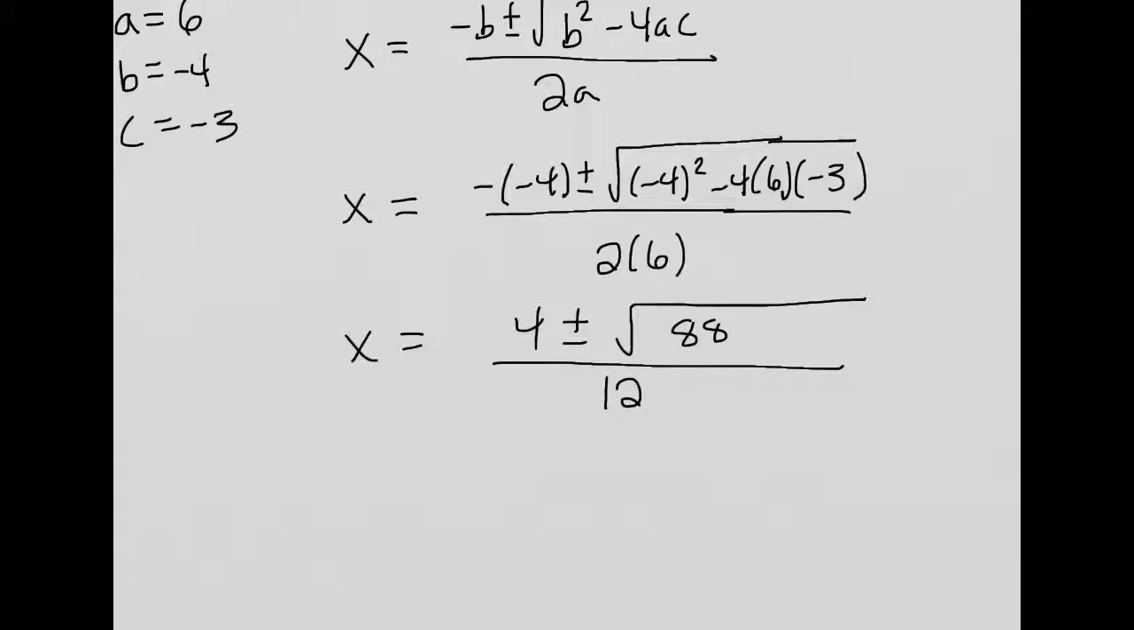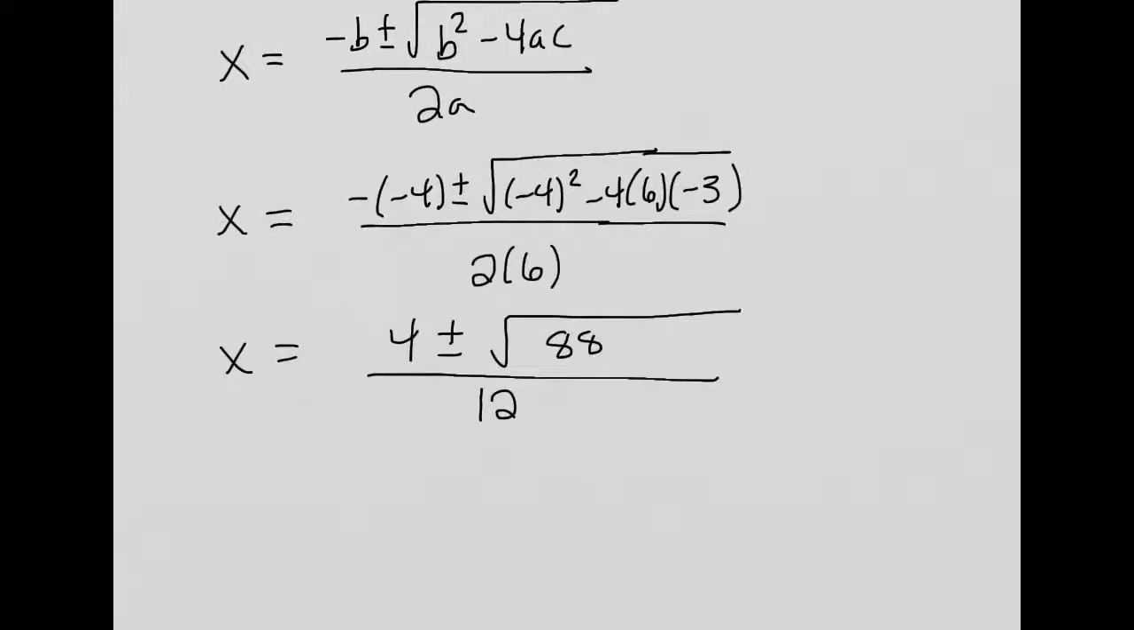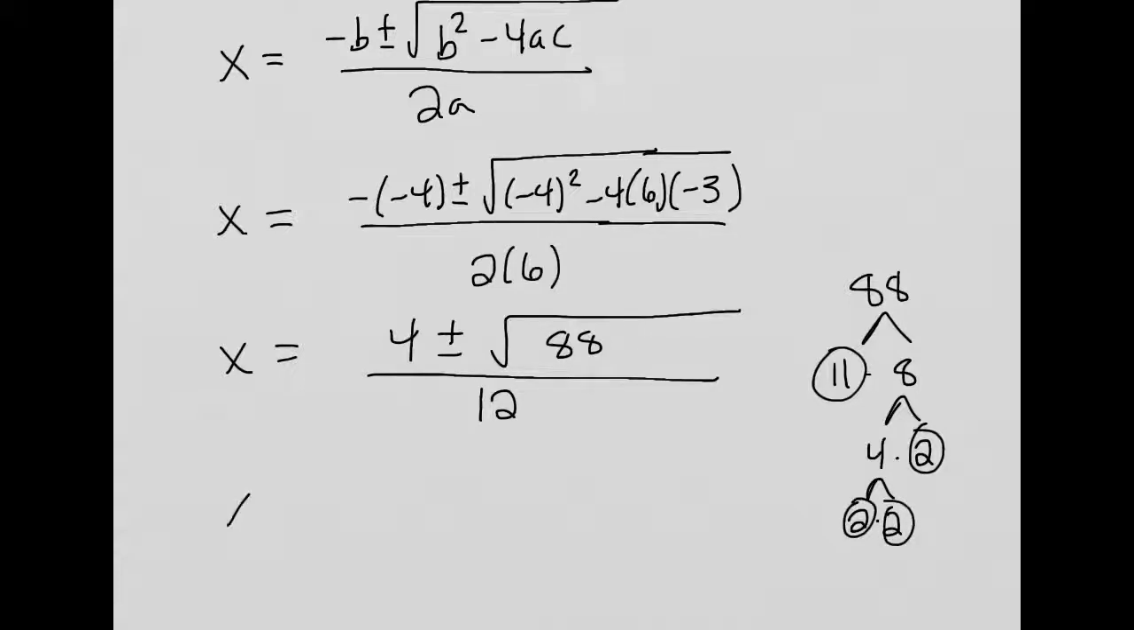Okay, now I just want to take that 88 number and factor it to see if that square root simplifies. Well, I know 88 does factor into 11 times 8. 11 doesn't factor any further, but 8 factors into 4 times 2. And then 4 factors into 2 times 2. So if I rewrite what I have, I've got x equals 4 plus or minus the square root of 2 times 2 times 2 times 11 is how 88 factored, all over 12.